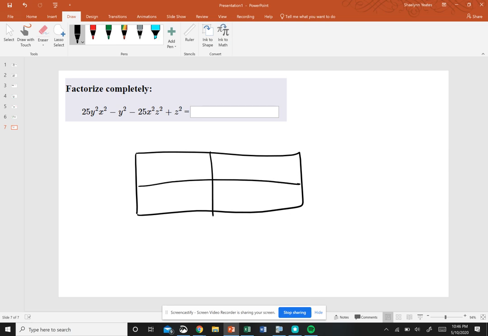I'm leaving them kind of wide because they're really long terms. So we've got 25y squared x squared, a negative y squared, a negative 25x squared z squared, and a positive z squared. Cool. All right. This is going to be kind of fun. All right, so let's do that first row. So that first row, I have a y squared in common. That's it. That's all they have in common. That second row, all they have in common is a z squared, but because this is negative, we have to pull out a negative, right? Correct. All right, so we've got a y squared minus z squared.